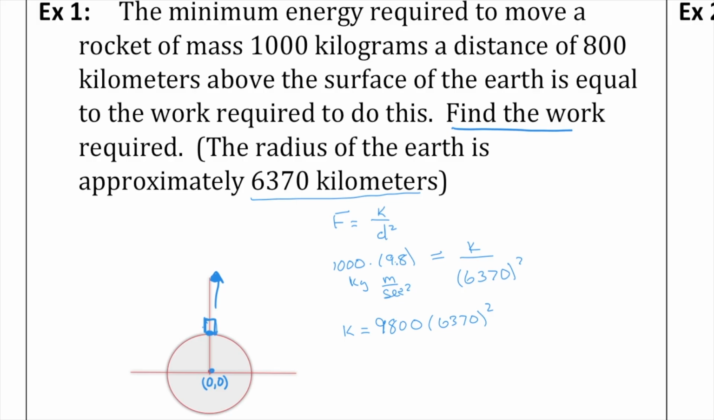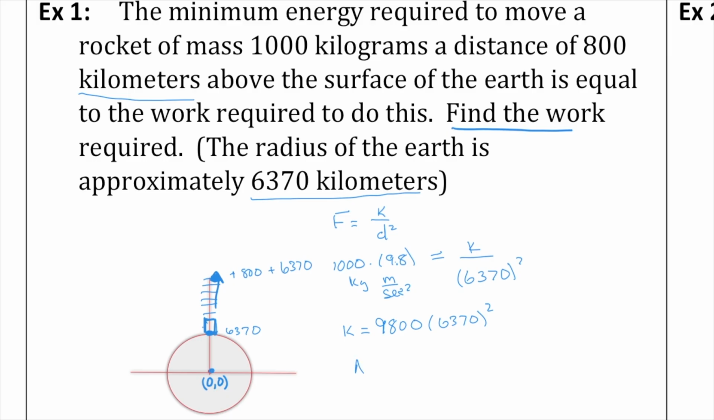So let's think about what we're trying to figure out. We want to take our rocket a distance of 800 kilometers above the surface of the Earth. The rocket is moving upward, and it's going to go upwards another 800 kilometers. So we're going to be integrating not from 0 to 800, but from the center of the Earth to the Earth's surface, which is 6,370, as an adjustment for our values to find our integral.